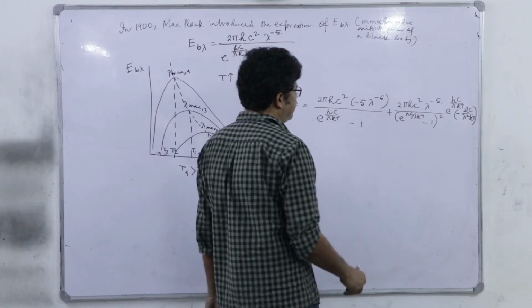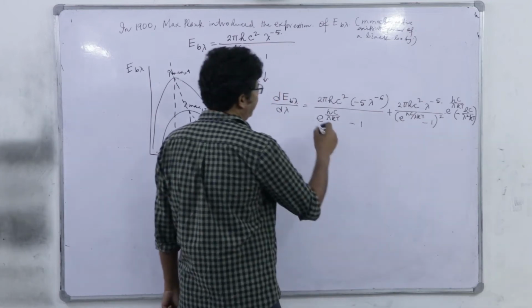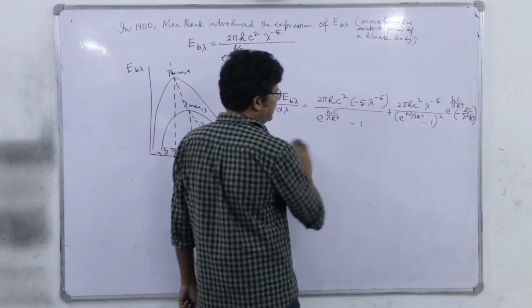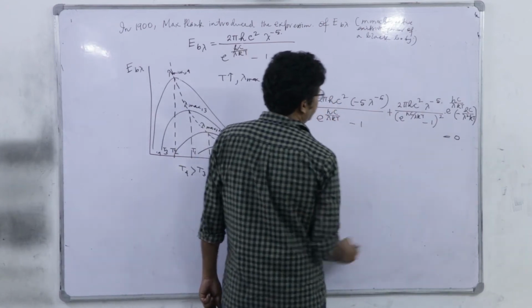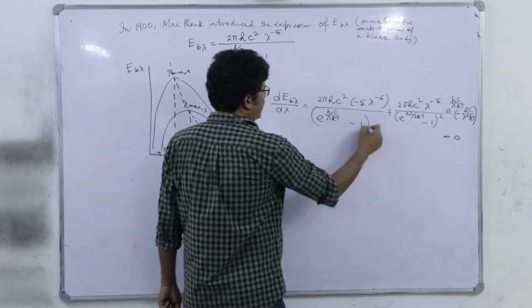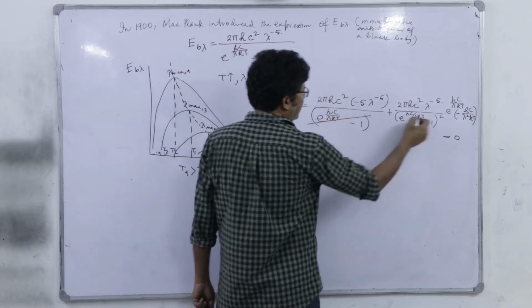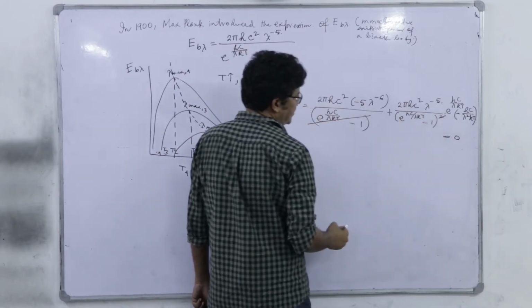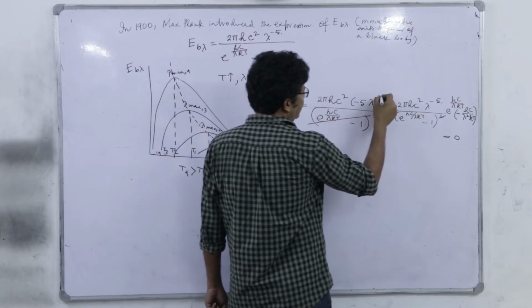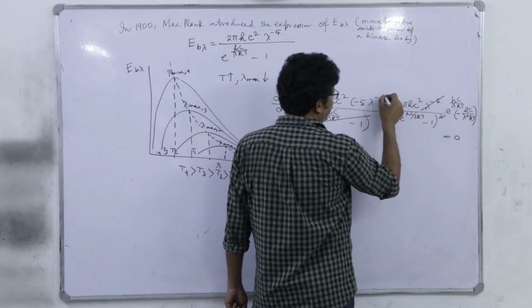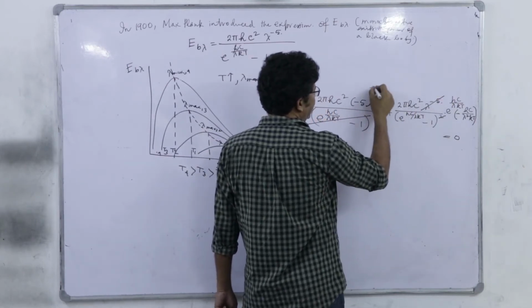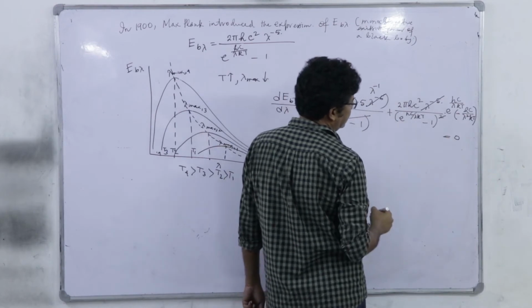So, what do we have? This is equal to 0, this is equal to 0. So, we drop this term and this term, and also lambda to the power minus 5. So, here it becomes lambda to the power minus 1, right.